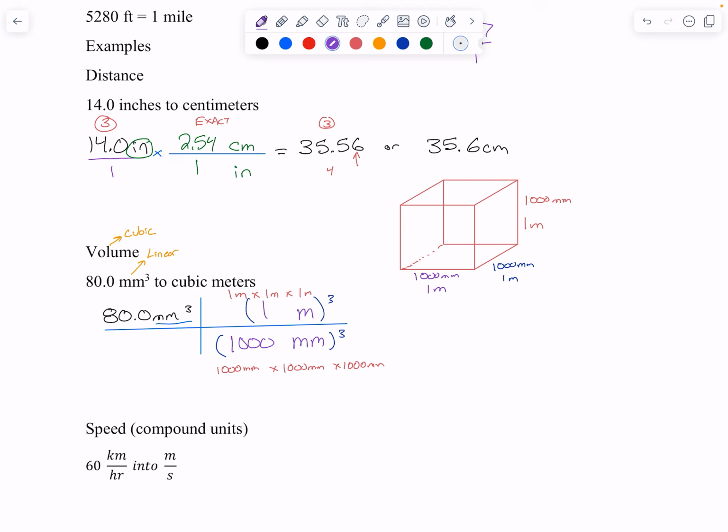If you do this math, I have 3 sig figs, as you notice we have 3 sig figs here. So we are going to get 8.00 times 10 to the minus 8 meters cubed. You have to keep 3 sig figs. That would be an example of a volume conversion.